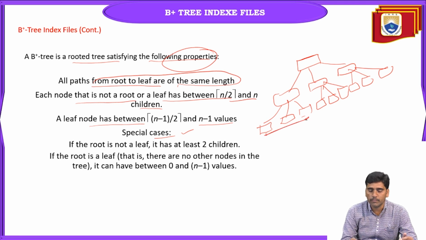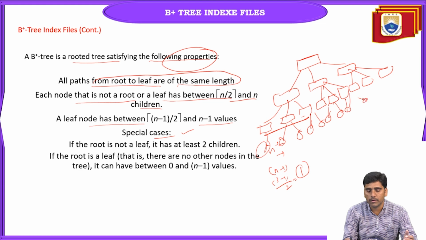Suppose this has n = 3 nodes, then a leaf node has between (n-1)/2, that is (3-1)/2, that is 1. So 1 is the leaf node value count, and each and every number has to be displayed.